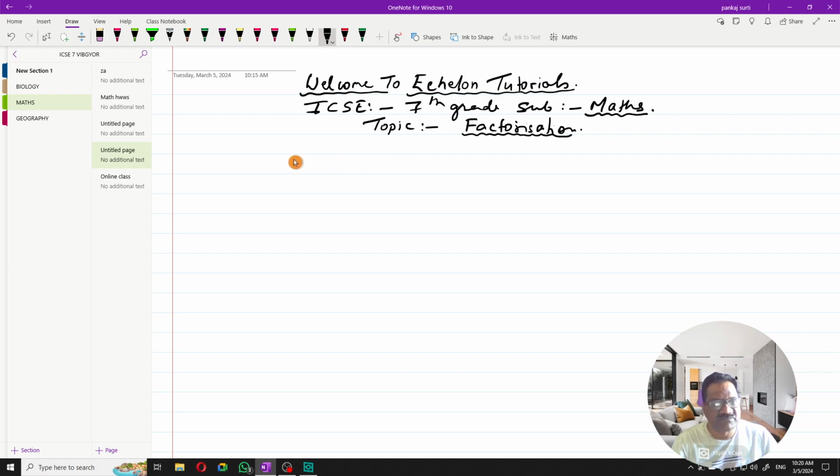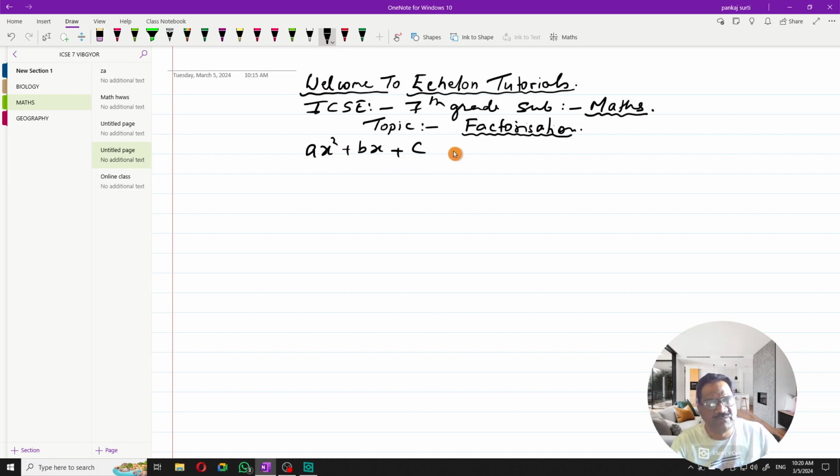For example, suppose you have an expression like ax square plus bx plus c. Okay, this is an algebraic expression, and it's a quadratic expression. Okay, because the power of this x is 2, right? Highest power is 2, so it's a quadratic expression.